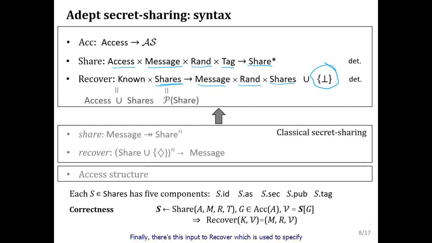Finally, there's this input to recover, which is used to specify a priori information that the recovering party might know. It might specify that a particular access structure needs to be used, or that some particular share or set of shares are known to be valid. For example, they might have been signed by the dealer. That's already a great deal of syntax, but it's important because the syntax profoundly impacts what you can define, what you even have language to talk about.